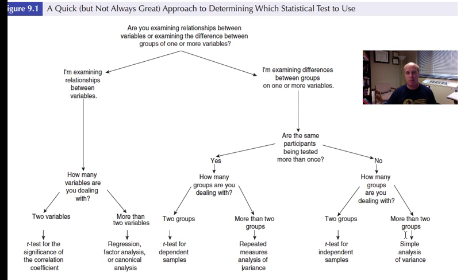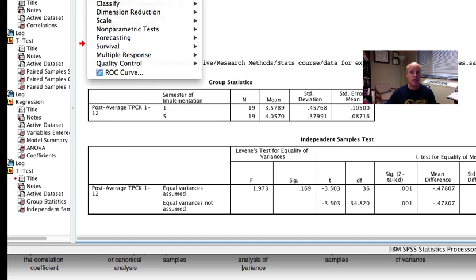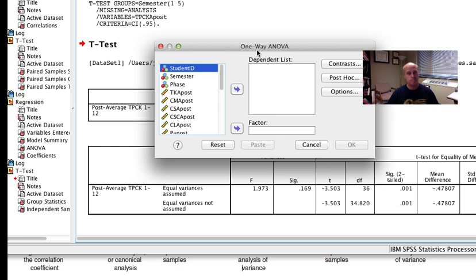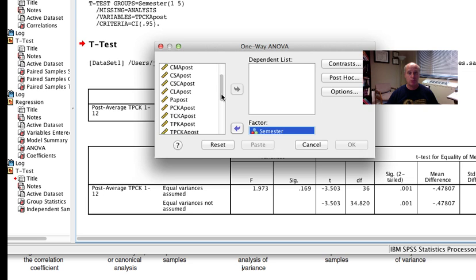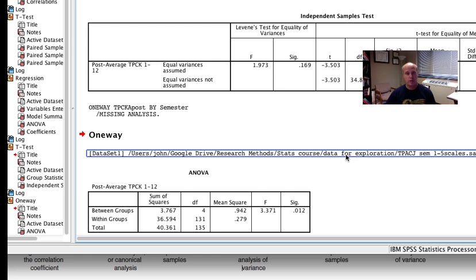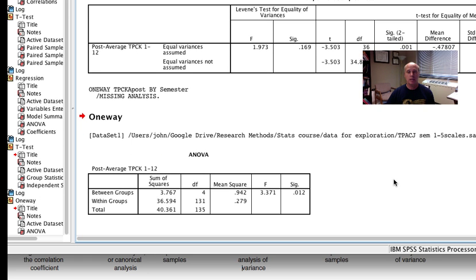But now what if, I mean, I got more than 2 semesters. What if I want to compare them all? Then I use analysis of variance. Okay, so again, I'm going analyze, compare means, because it's the means for each of those groups. And there's a one-way ANOVA as one of my options. Here, the factor is semester, and that's going to do them all. Now, I'm not saying 1 versus 5. I'm just saying compare them all. And the dependent list, I'm just going to take, again, this variable here and run it. And in this case, I still found significance, p less than 0.05.